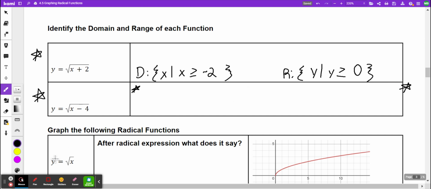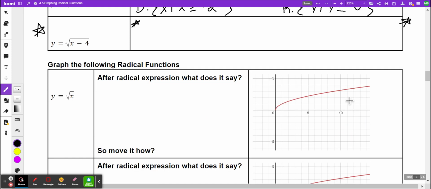All right, guys. So now, let's graph the following radical functions. So after the radical expression, so whatever's inside, what does it say? So if I look at this, is there anything else? Nothing. Nada. Nothing else. So move how? Leave alone. So after we move it left or right, what does it say afterwards? Nothing. So it looks like this. And remember, this is a function because the vertical line test touches it how many times? All right. Yeah, it just touches it once. All right, let's go on.